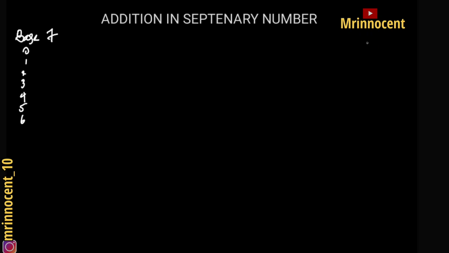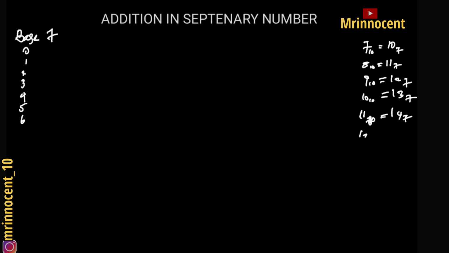with this chart. 7 in base 10 is equal to 10 in base 7. 8 in base 10 is equal to 11 in base 7. 9 in base 10 is equal to 12 in base 7. 10 in base 10 is equal to 13 in base 7. 11 in base 10 is equal to 14 in base 7. 12 in base 10 is equal to 15 in base 7.